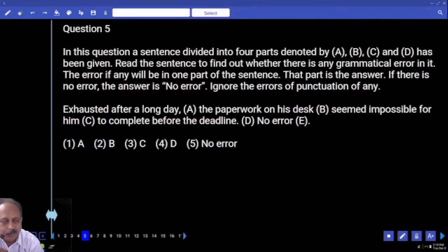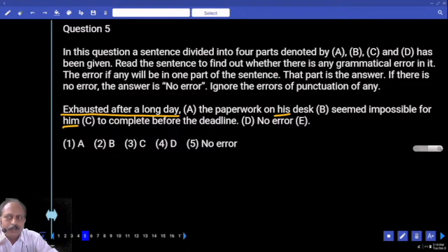First, all of you underline, exhausted after a long day. Who got exhausted? Tell me. Based on this, read the sentence. There is a clue for you. What is the clue? Underline the word his, also him. So who got exhausted here? Someone, he got exhausted. That is the idea. But if you present the sentence this way, this is called dangling modifier. Exhausted after a long day, the paperwork on his desk seemed impossible.